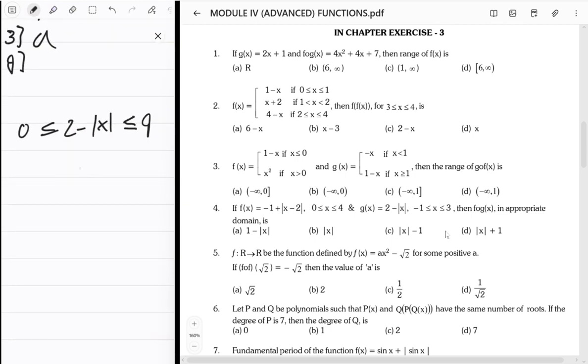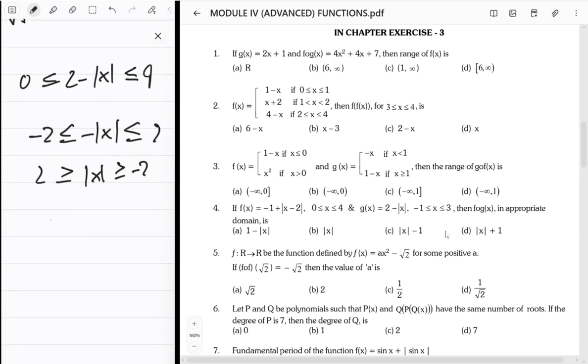So basically, minus 2 is equal to negative 1. So mod x is equal to 2, maybe or equal to negative 2, and this is obvious. So the only thing is mod x is equal to 2, which means x belongs to negative 2 to 2, right? That's the thing from this condition.